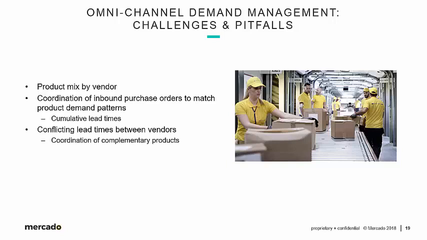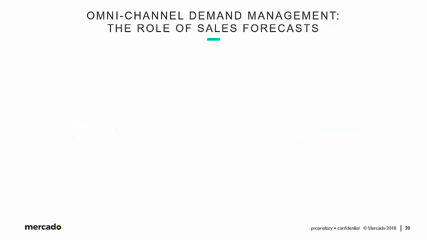Coordination of inbound purchase orders to match product demand patterns. Very important as we coordinate the various vendors, but also the cumulative lead times associated with those vendors. What does that mean? That we get everything we need at the same time when we're dealing with different vendors in different countries with different cumulative lead times. That is reflected in our last bullet point here, this idea of conflicting lead times between vendors and the coordination of complementary products. Getting that skirt, that pair of shoes, and that accessory in the same place at the same time. That will wrap up section 2.